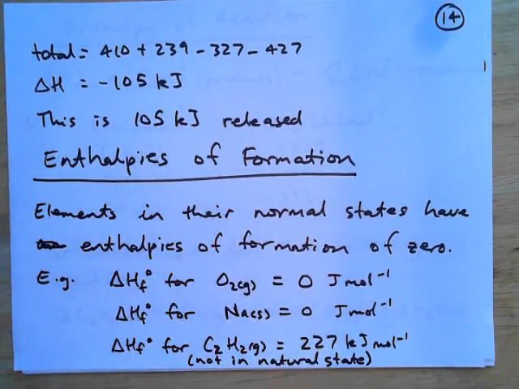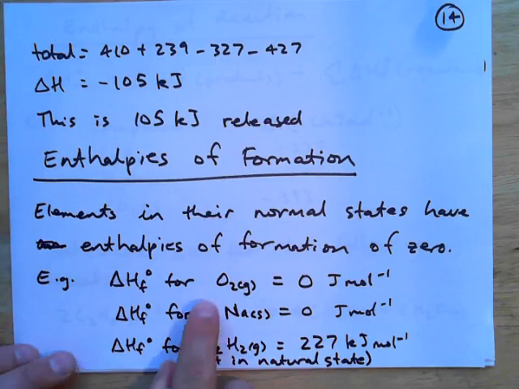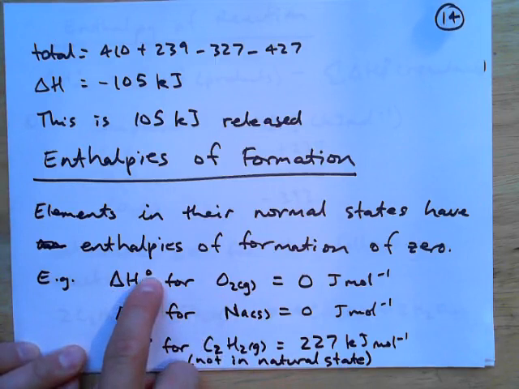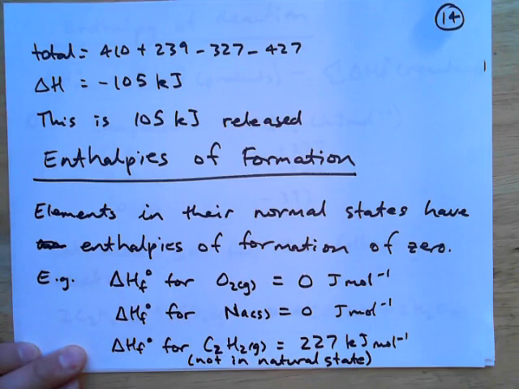Okay, so another way we can look at chemical reactions, instead of looking at the actual bond energies that are involved, is to look at what's called the heats of formation. So elements in their normal states have enthalpies of formation of 0. So if you have, say, O2, its enthalpy of formation, so this is enthalpy delta H, f being formation, this superscript here of a circle or a 0 indicates the standard state.